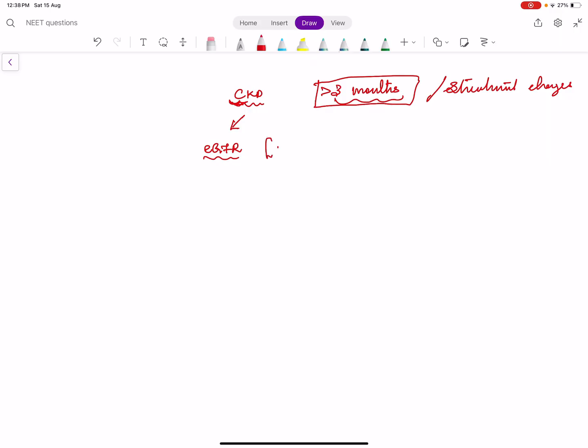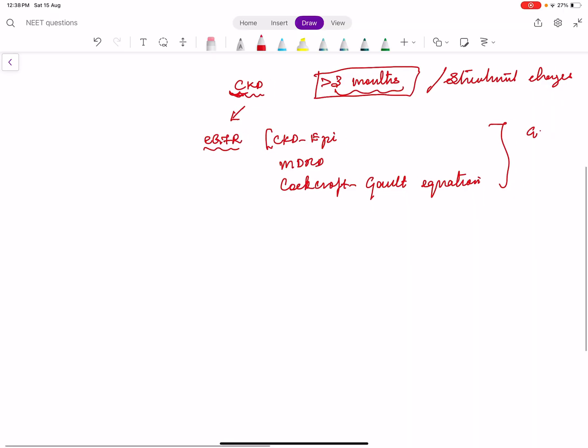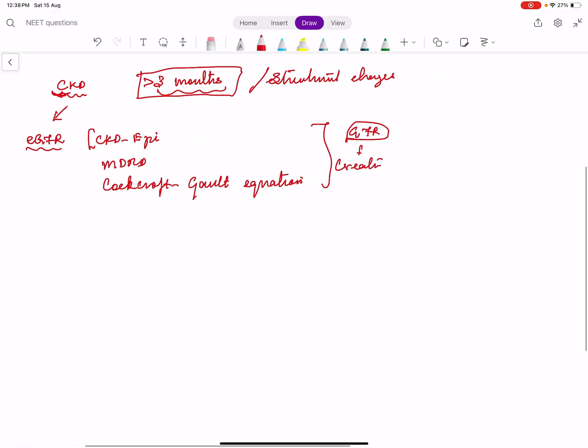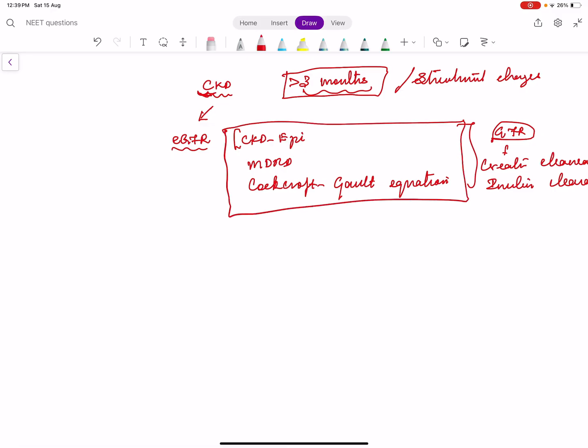We calculate it by some formula such as CKD-EPI, MDRD equation, and Cockcroft-Gault equation. These formulas ask only a few things like the age, the sex, the weight, the creatinine levels in the blood. With all these things we calculate eGFR, because GFR can actually be measured by clearance tests like creatinine clearance test, inulin clearance test, but those are very invasive and costly, so it is not done usually. So instead we use calculated GFR, estimated GFR.